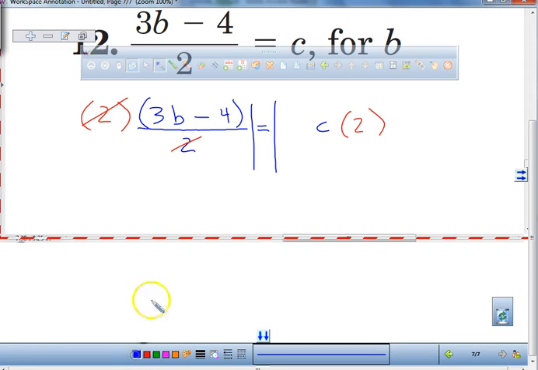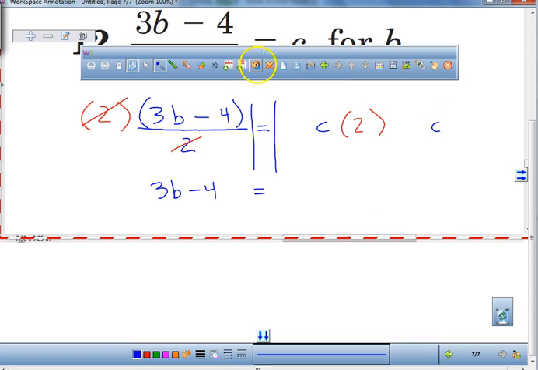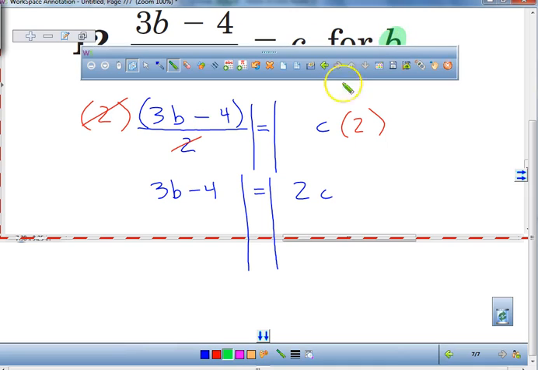And what do I have left now on the left-hand side of the equal sign? Very good. 3b minus 4 equals. And the product of c times 2, how would we write the product of c times 2? We wouldn't say c2. Right. We always put the coefficient up front. So we're going to put 2c. Very good. All right. So now, once again, what are we solving for? We're solving for the letter b.